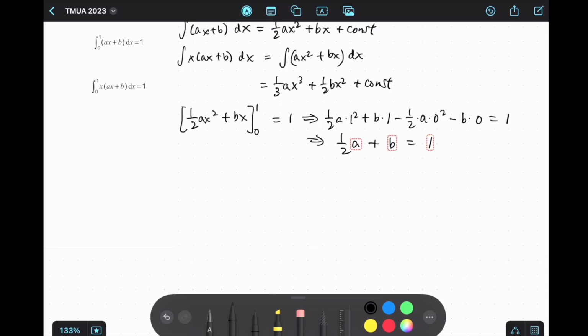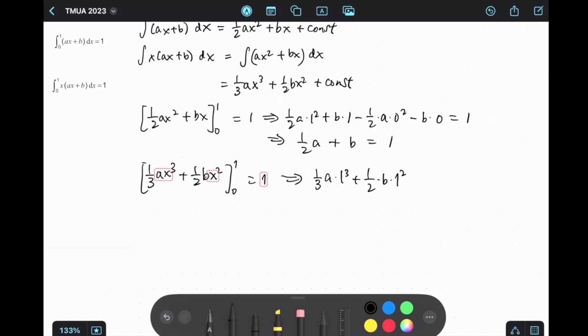So for the second integral, we have a third of ax cubed plus a half of bx squared from 0 to 1 is equal to 1. So that means that a third of a times 1 cubed plus half of b times 1 squared, minus a third of a times 0 cubed, minus a half of b times 0 squared, equals 1. So that basically means that a third of a plus a half of b would be equal to 1.